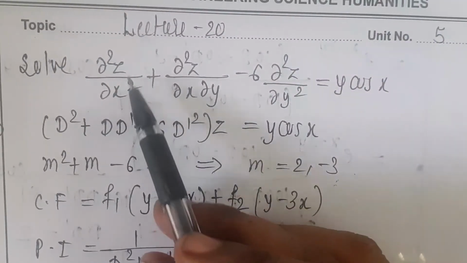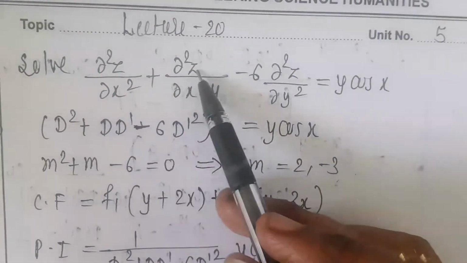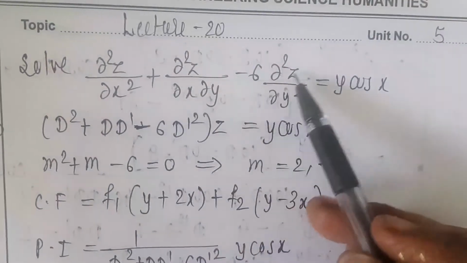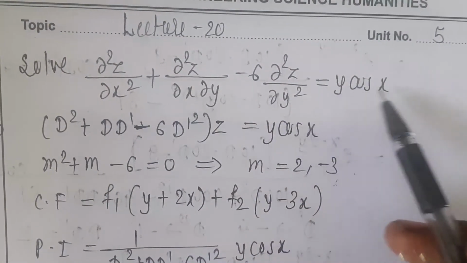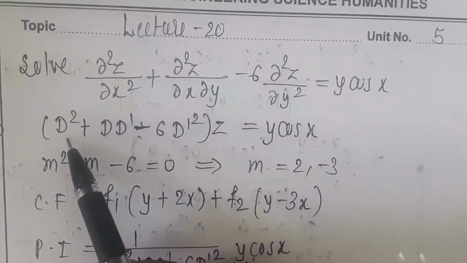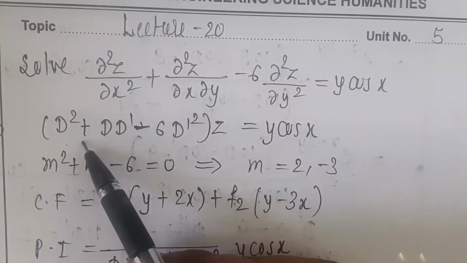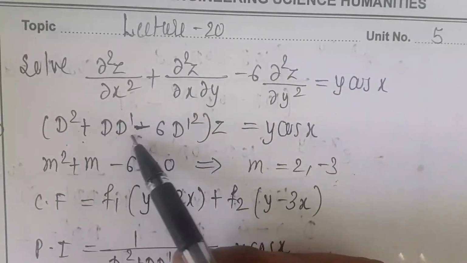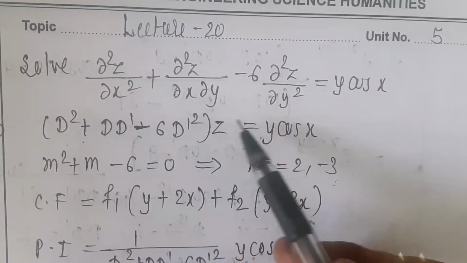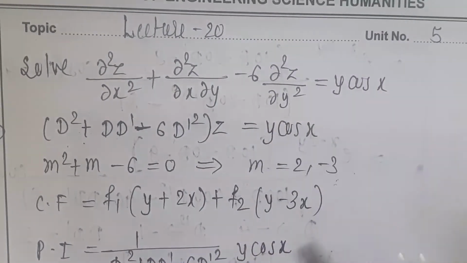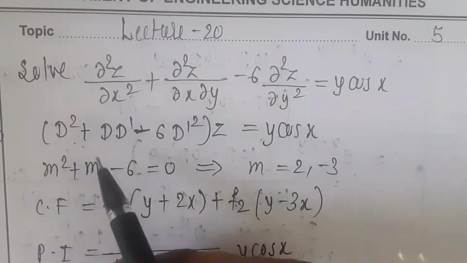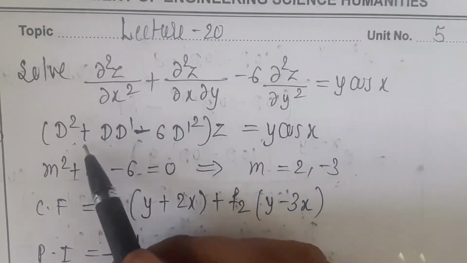So the first question is ∂²z/∂x² + ∂²z/∂x∂y − 6 ∂²z/∂y² = y cos x. Now we have to write this equation first in terms of D. So it is (D² + DD' − 6D'²) z = y cos x. Now write this in terms of m by replacing D by m and D' by 1.